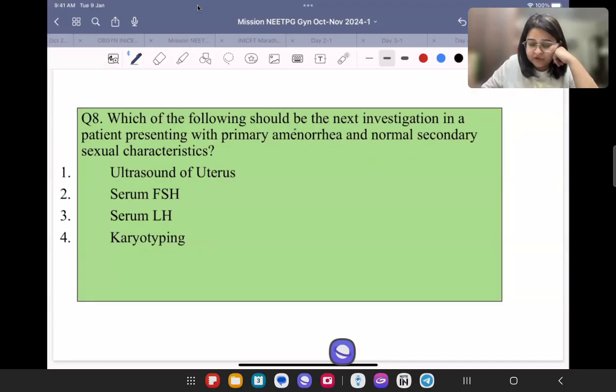Which of the following should be the next investigation in a patient present? These are all these questions. There are some 15 questions. All are previous 5-year questions. Okay, none of them are my own made up questions.